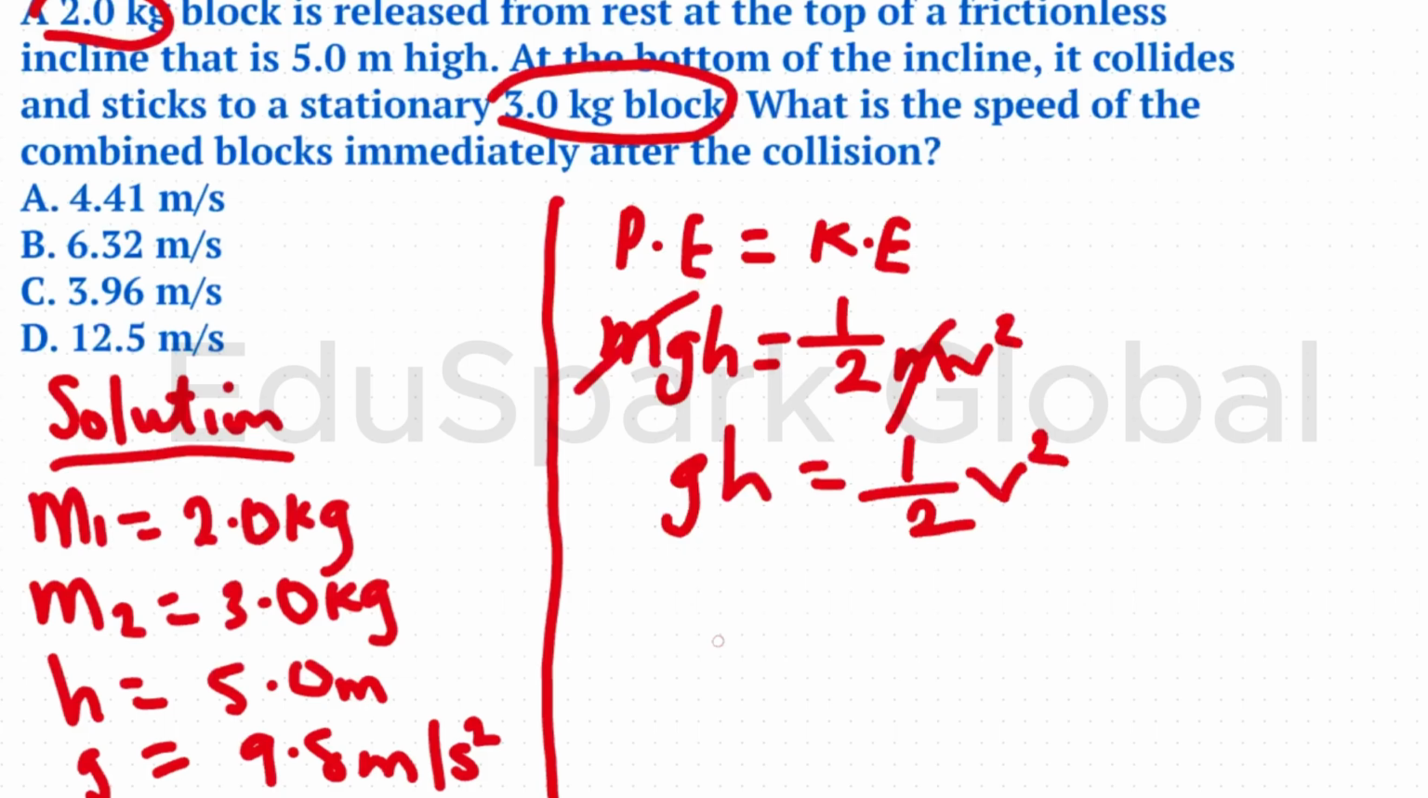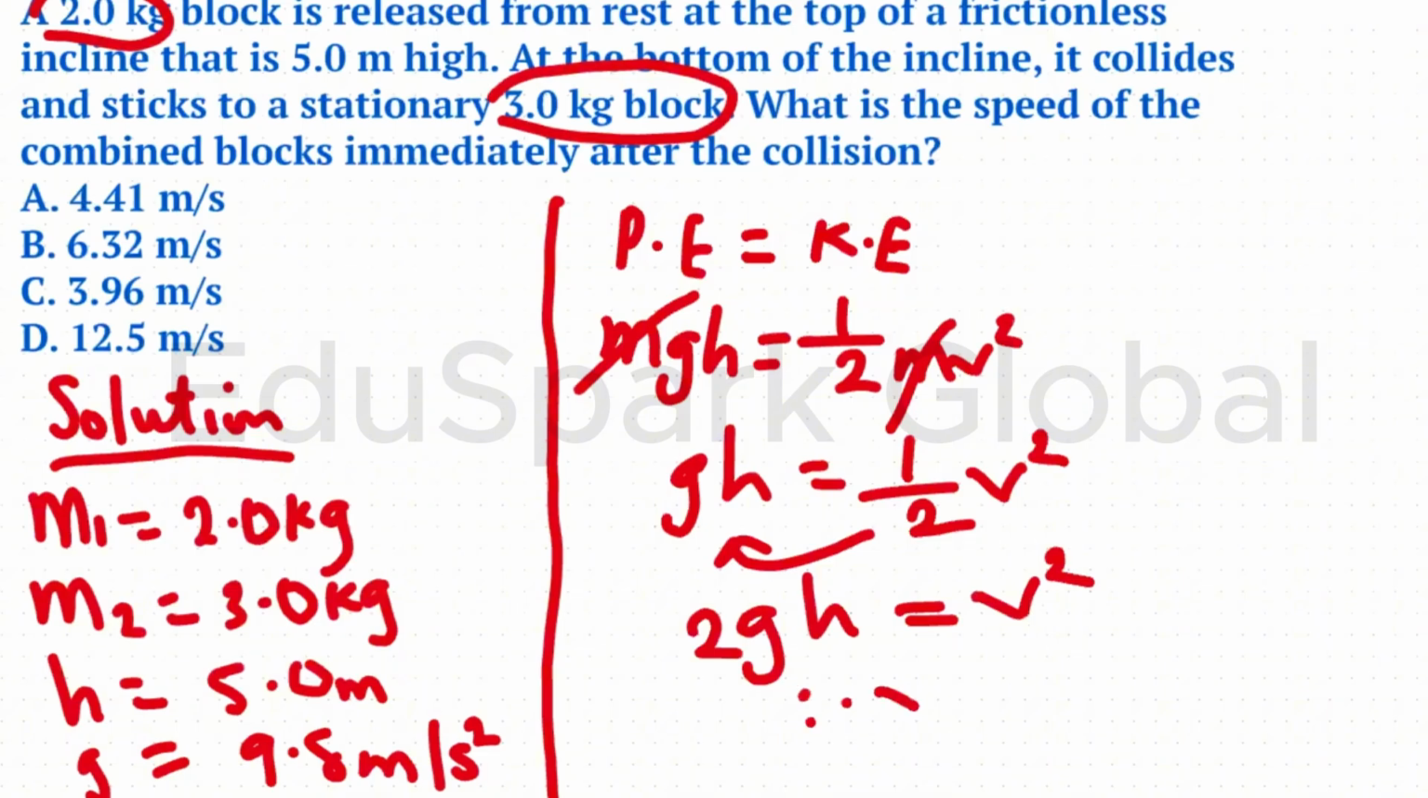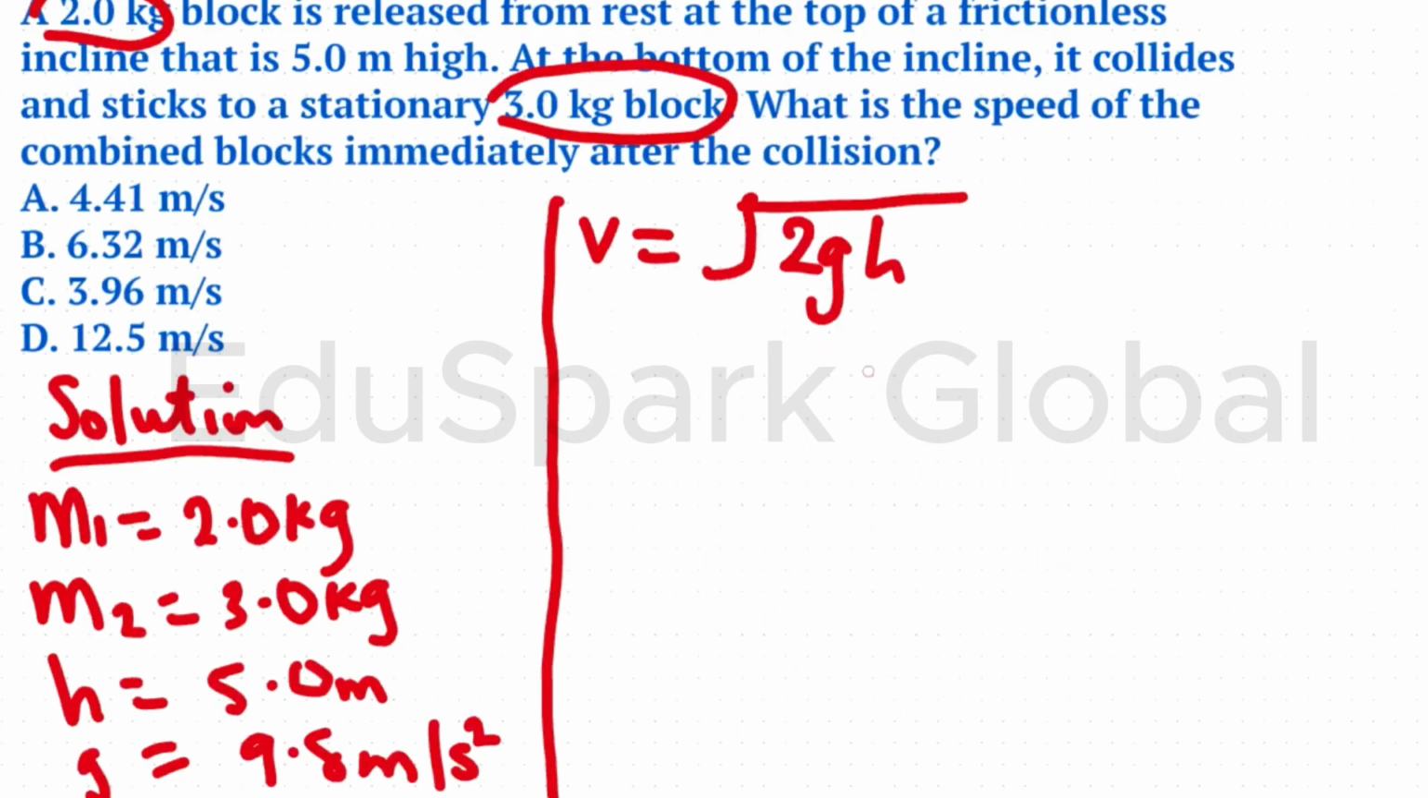So I'm going to cross multiply. I will have 2gh equals v squared, so that our v will become square root of 2gh. Our v is square root of 2gh. So let's substitute it into the equation.